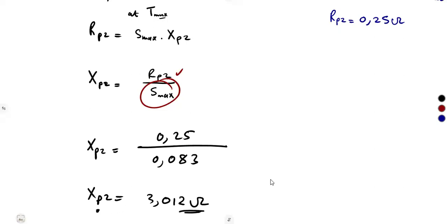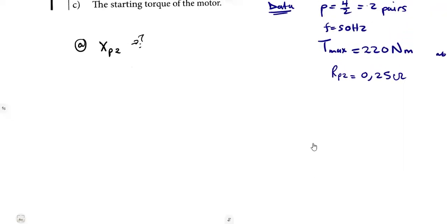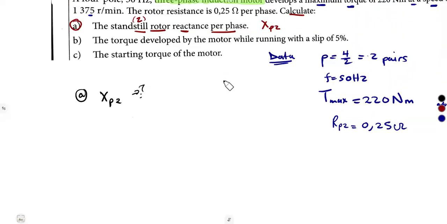That's a phase value. Per phase. It's the standstill rotor reactance per phase. Just like that. All right, so know your formulas, guys. It was just a matter of manipulating the formula in that case. In any case, we might need this value. We got 3.012. All right, let's move on to the other part of our question now.